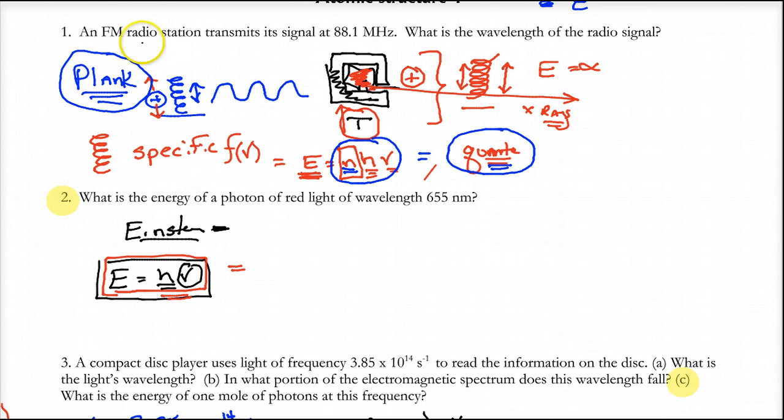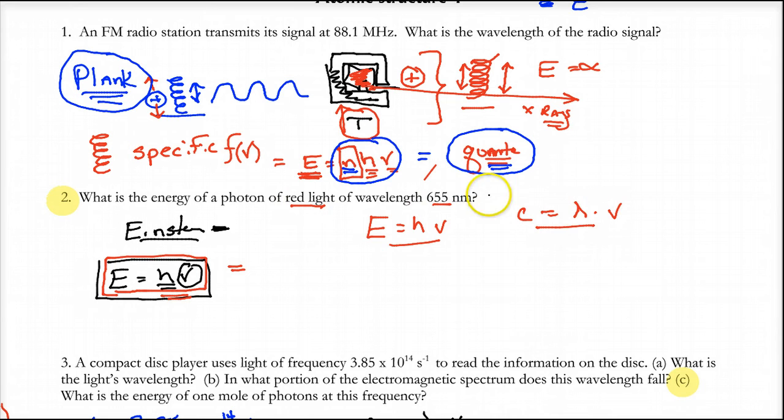Number 2, what's the energy of a photon of red light at a wavelength of 655 nanometers? Okay, so we know our formula. E equals hv. We also know that c is equal to lambda times frequency. So those are our two governing equations here that are part of this. We want the energy of a photon of red light. They gave me the wavelength.